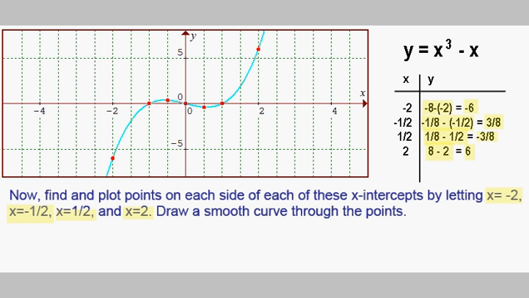And if you notice something, there's a symmetry present here. The symmetry with respect to the origin. That's because this is an odd function. If we put in opposite values of x, we get the opposite y value. So when you see a function is odd in nature, you should expect this kind of symmetry.